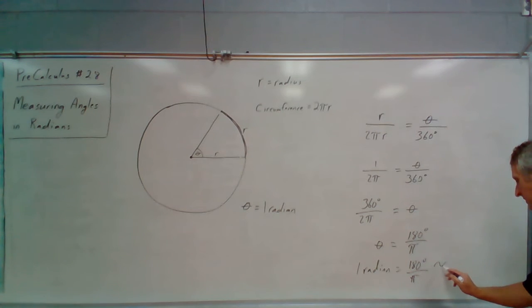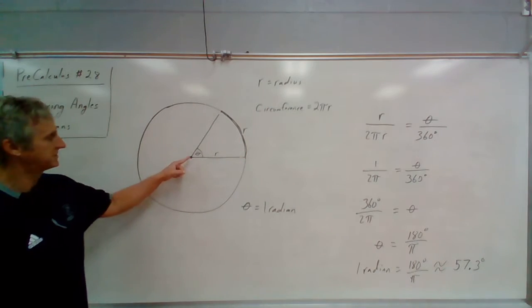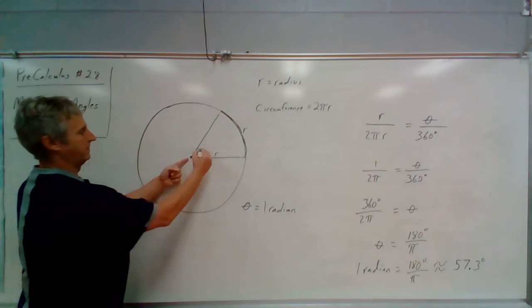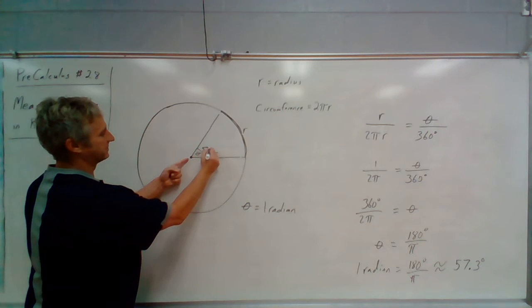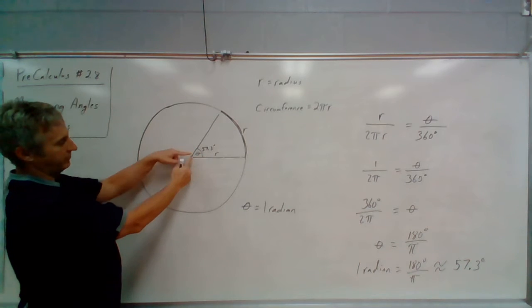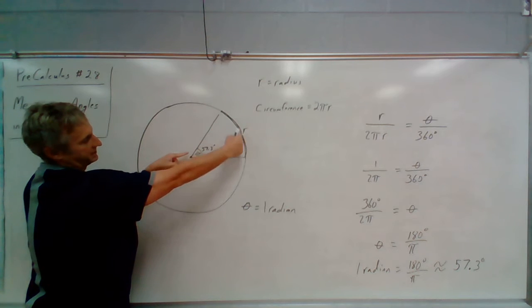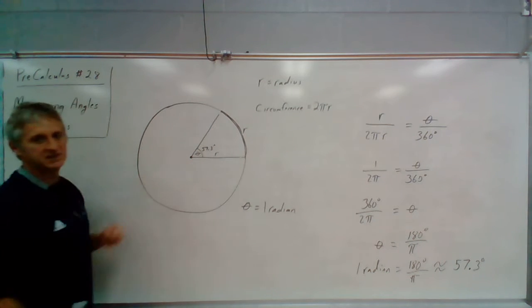Okay, so I asked my calculator what that is approximately equal to, and it turns out that that's about 57.3 degrees. Okay, so our radian is approximately 57.3 degrees. Okay, so again, this is an approximate number. So if this is 57.3 degrees, when you open up this angle, so it's about 57.3 degrees, this length will be the same as the radius of the circle.